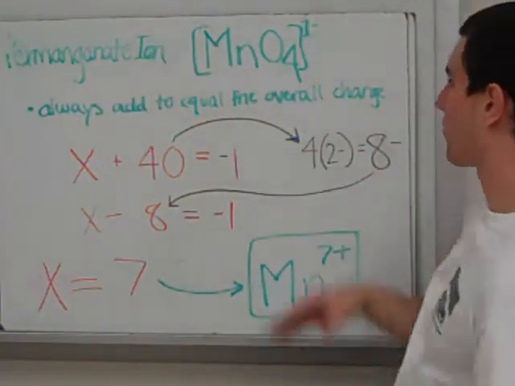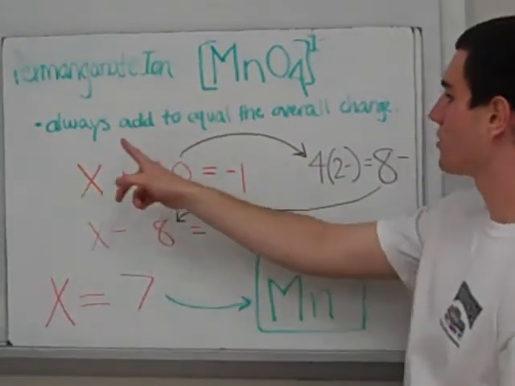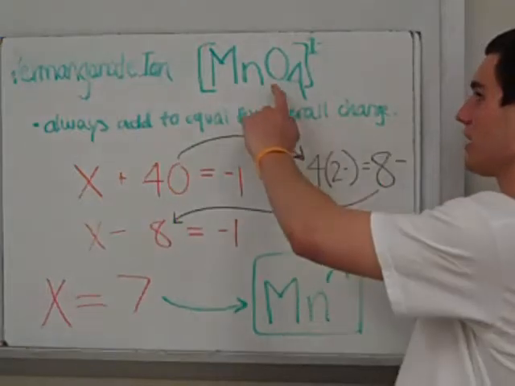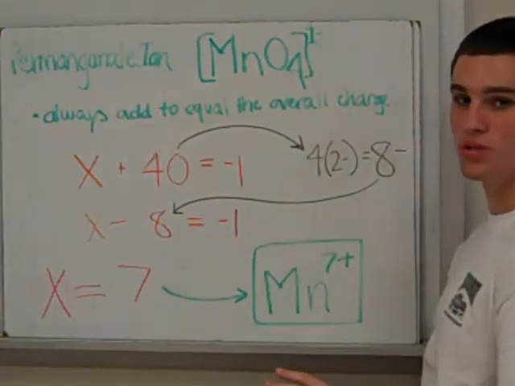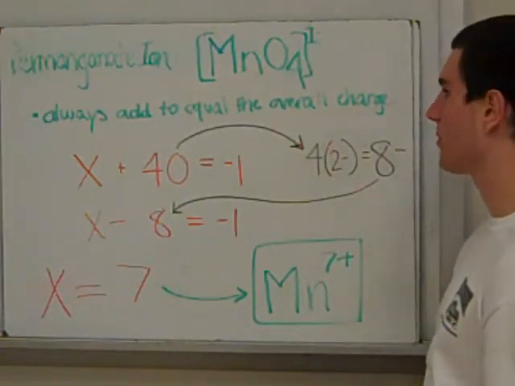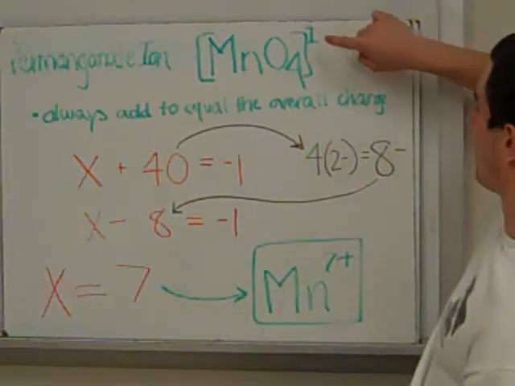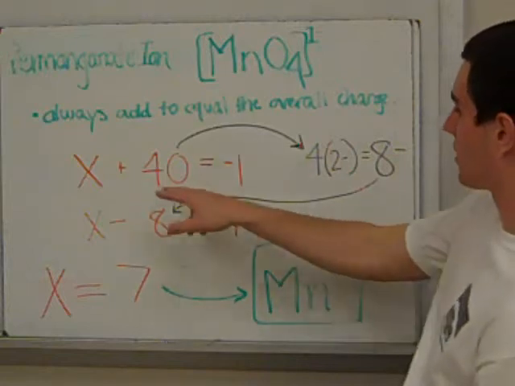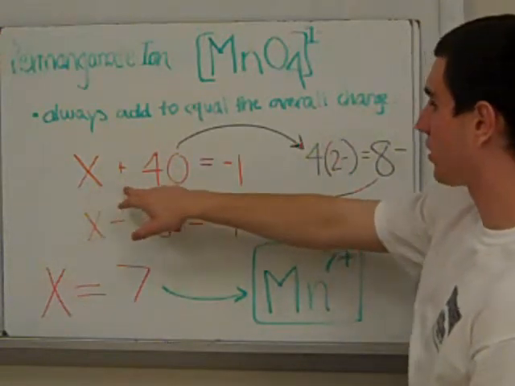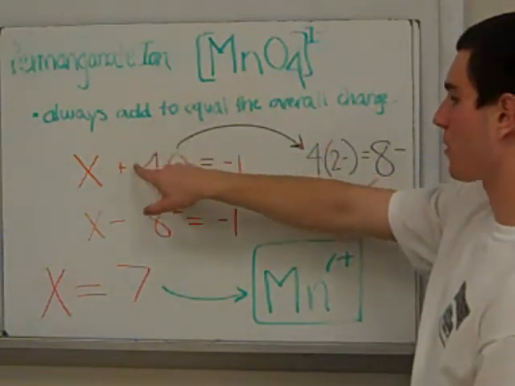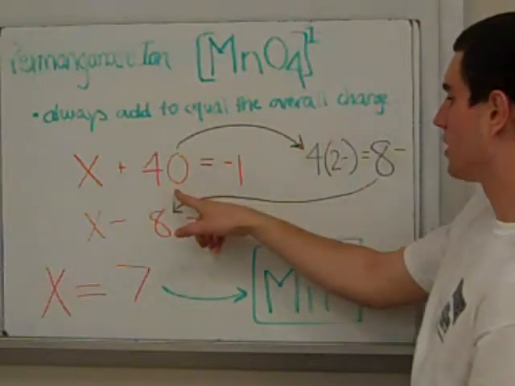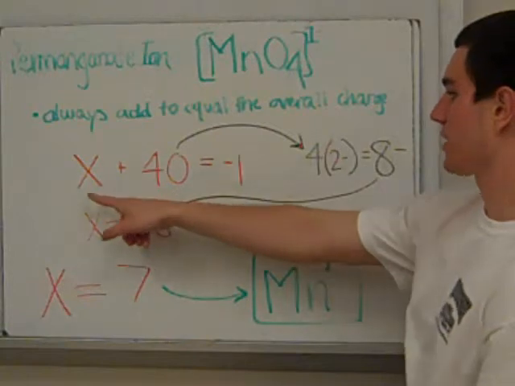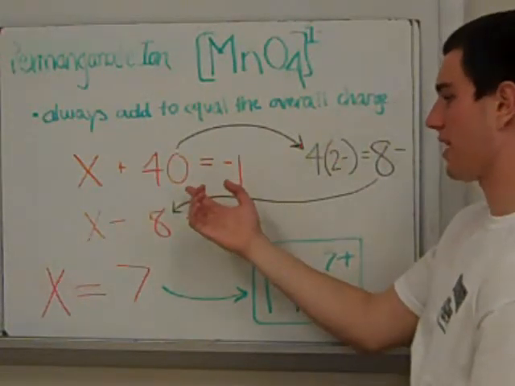So now moving forward with our permanganate ion, we're always going to add to equal the overall charge. So everything in here, we add. We always use addition, no matter what, 100% of the time, we use addition to equal this charge right here. So back the way we have them split apart, we can see this right here. X plus, always adding, no matter what, X plus our 4 O's is going to equal our charge of -1. But now, in this case, we have 2 variables, and we can't have 2 variables.